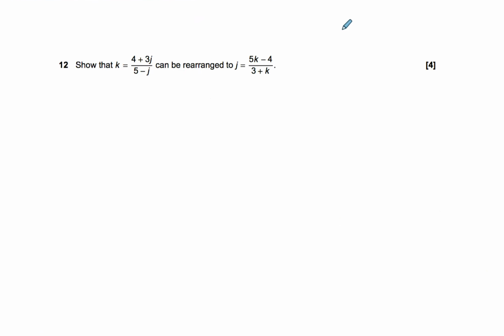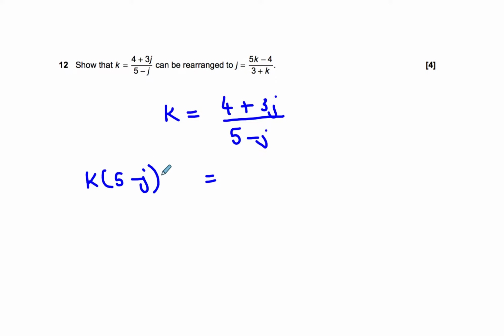Okay, so in question 12, it's a 4-mark question. You are expected to rearrange to make J the subject. My first step is, I have done a video on this, so if you need some further practice, please have a look at my rearranging video. So I've got my formula, my equation there. I want to make J the subject. My first thing I'm going to do is take the denominator to the other side.